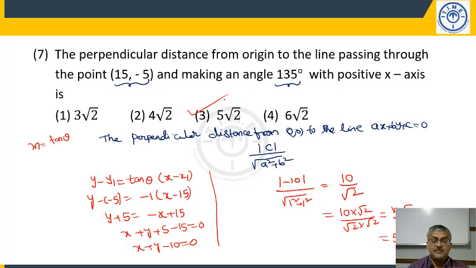This is a simple model problem. First we calculate the equation of a line. After that we calculate the distance from origin to that line. The equation of a line is y minus y1 is equal to m into x minus x1.